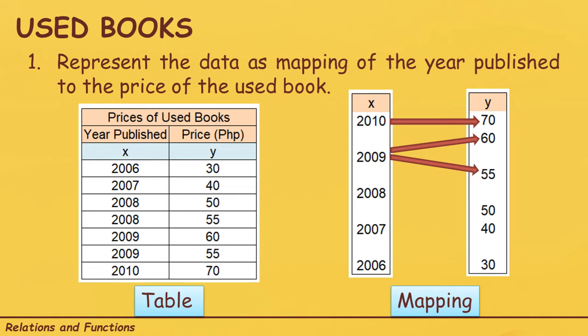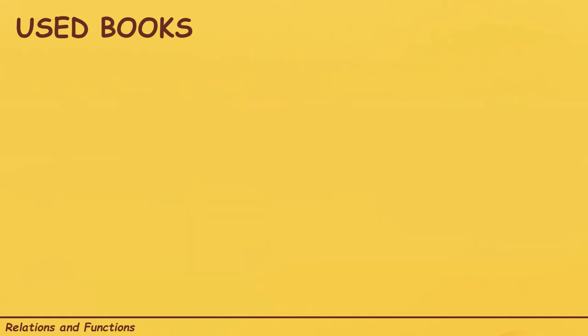Yung namang year 2008, dalawa rin ang presyo ng ating used books. That is 50 pesos and 55 pesos. So, kailangan ang arrow niya is nakatutok sa 55 and 50. At noong naman year 2007, 40 pesos. And 2006, 30 pesos. So this is the mapping diagram of our problem. Let us answer question number 2.